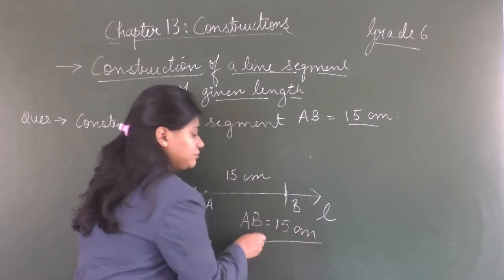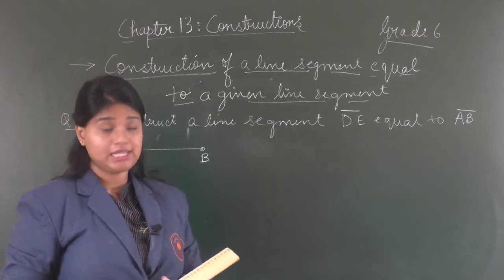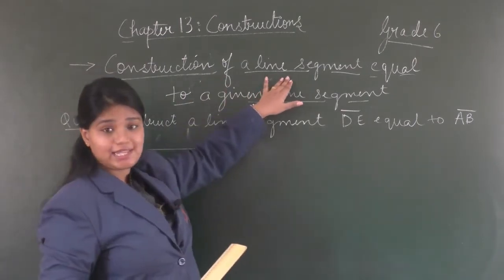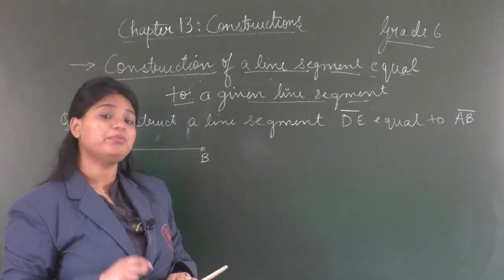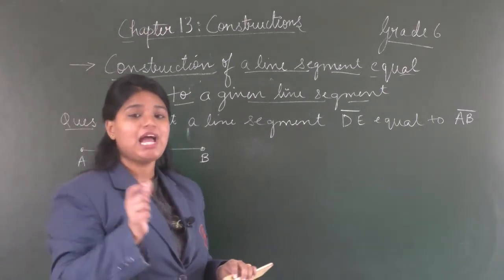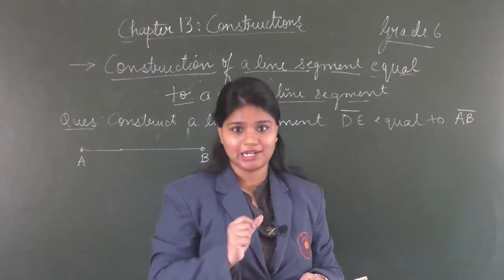Now the next topic under construction of line segment is constructing a line segment equal to the given line segment. So here you will be provided a line segment and you have to construct another line segment equal to the provided line segment.